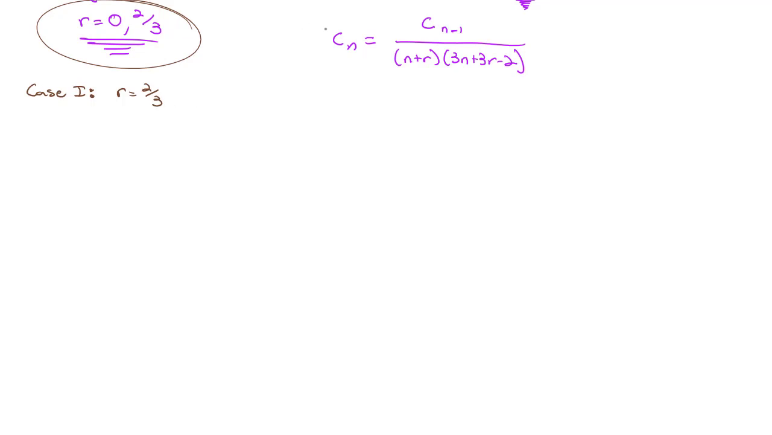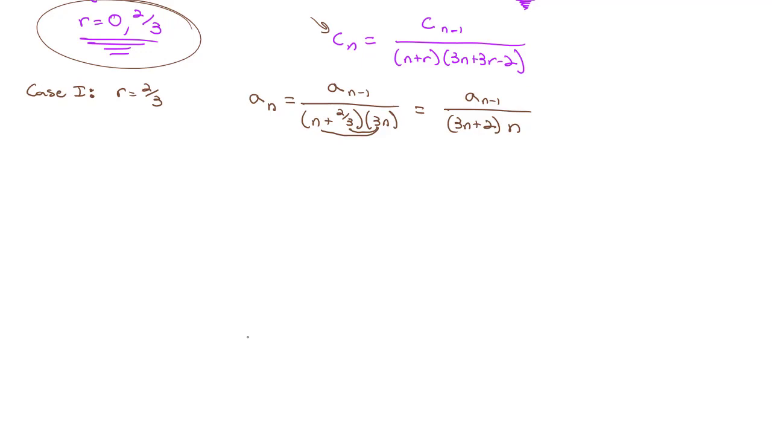And then we're going to use different letters because I don't want to get the c sub n confused with the 2 cases. So I'm going to call this a sub n, because this is my first case, equal to a sub n minus 1 over n plus 2/3. Remember, we said the r was 2/3, times 3n plus 3 times 2/3 is 2, minus 2 is 0. And what's nice there is I can distribute the 3 through, not the n, just the 3 through, to get rid of the fraction in there. And so we have a sub n minus 1 over 3n plus 2 times n.